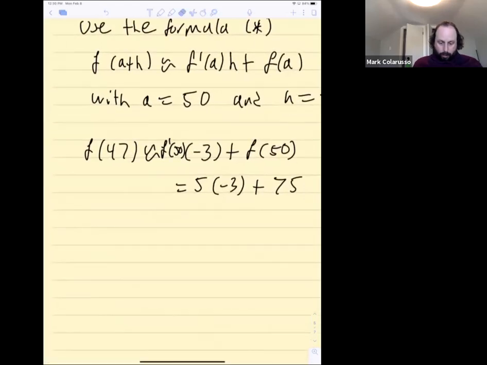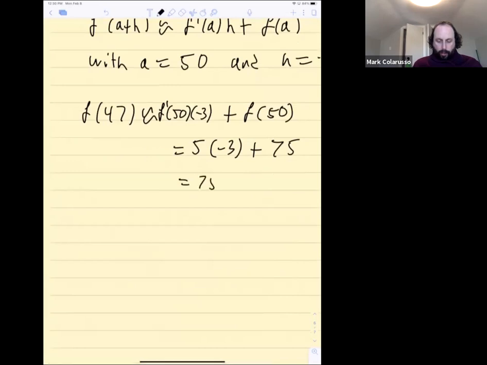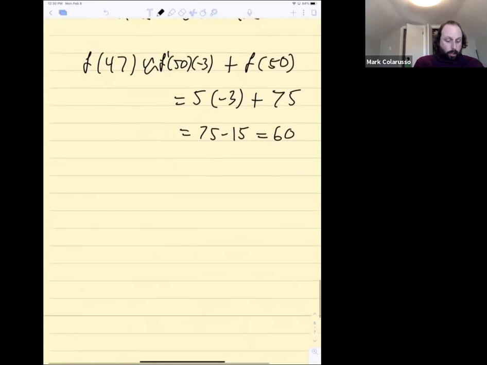So let me clean this up a bit. And so this is 75 minus 15. And so that's 60. So f of 47 is approximately 60. Okay, so now hopefully this isn't too dry. I think you see some examples in the homework where you do some cool estimates with cost functions, with dosage functions, and things like that, using these ideas from this part of the video.